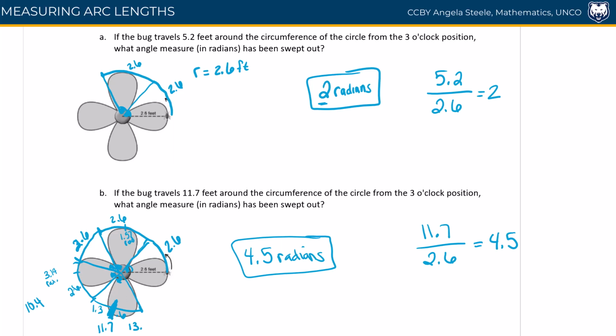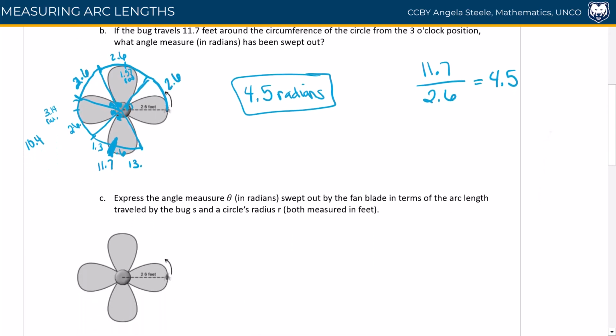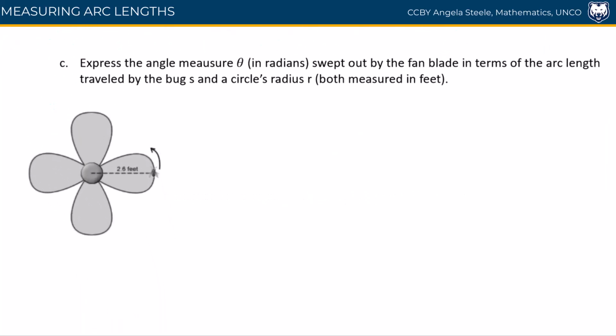Okay, so now on part C, we're going to create a formula to help show that relationship between the radian, the radius, and the arc length. Part C says express the angle measure in radians swept out by the fan blade in terms of the arc length traveled by the bug, S, and a circle's radius, R, right? So this is giving us some variables. We have our theta, which notice is in radians. That's going to be very important. Has to be in radians, not degrees. Okay, so theta gives us our angle measure.